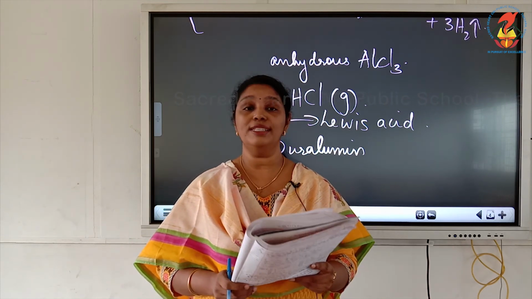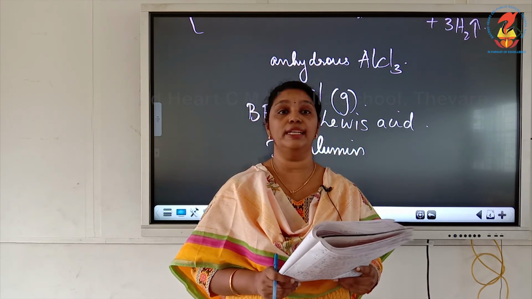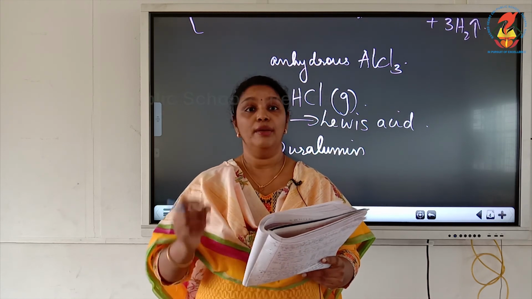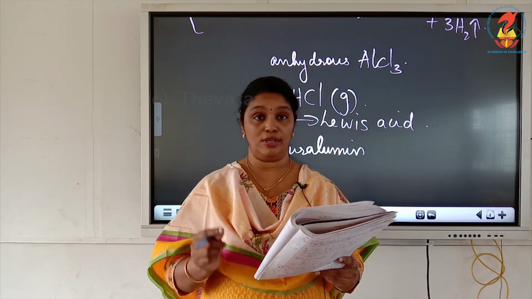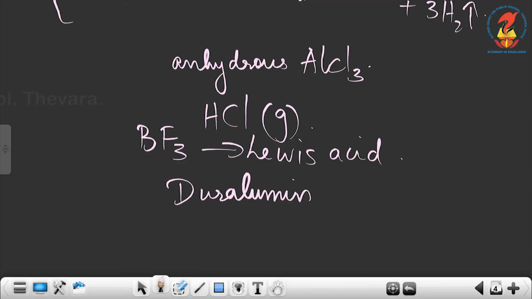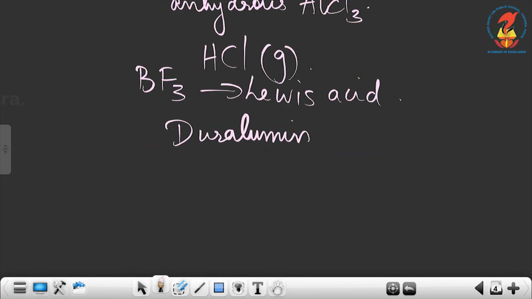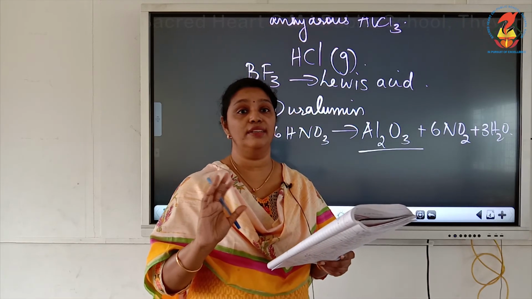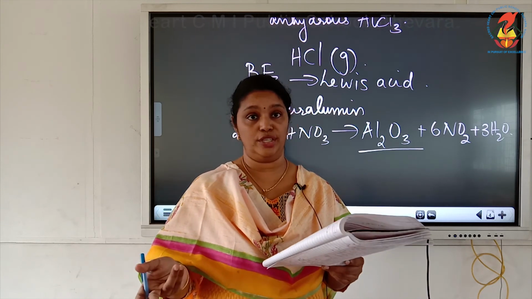Now next question, concentrated nitric acid can be transported in aluminium containers because aluminium reacts with nitric acid to form a very thin layer of aluminium oxide on its surface, which prevents further reaction. That reaction is 2Al plus nitric acid, aluminium reacting with nitric acid to form Al2O3 plus nitrogen dioxide plus 3H2O. So, the aluminium oxide formed will act as a protective layer which prevents further reaction from taking place.